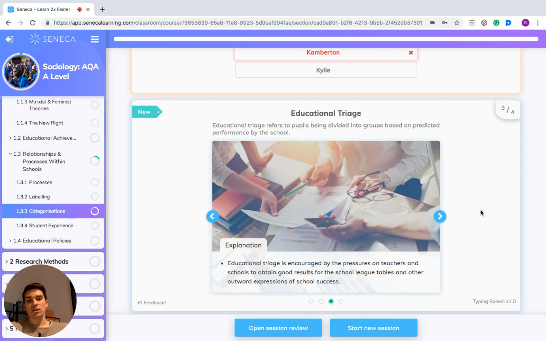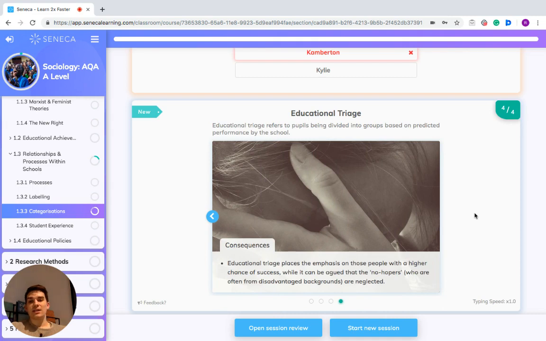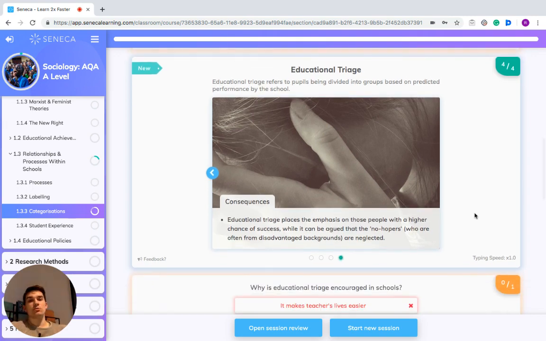Educational triage is encouraged by pressures on teachers and schools to obtain good results for the school league tables and other outward expressions of school success. Educational triage places an emphasis on those people with a higher chance of success, while it can be argued that the no-hopers, who are often from disadvantaged backgrounds, are neglected within an educational triage system.